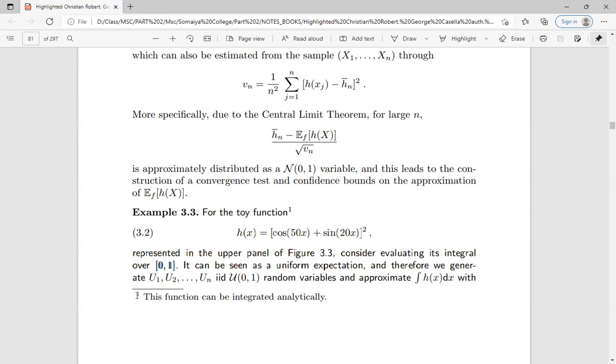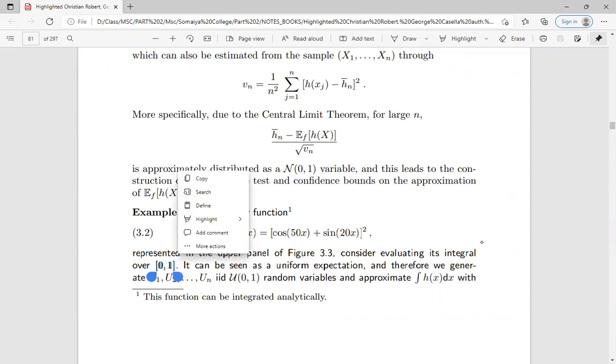This function h of x is a complicated function, so you cannot generate the observations from it. So we have to take the help of f of x. We generate the observations from f of x first, and once you have generated the observations from f of x, we can define the function, and at the generated points you can obtain the mean of h of x. So first we have to generate from uniform.